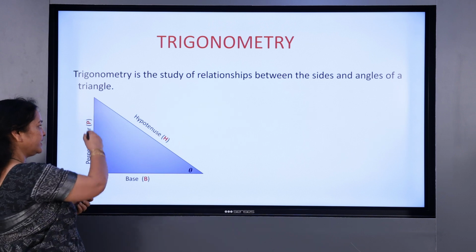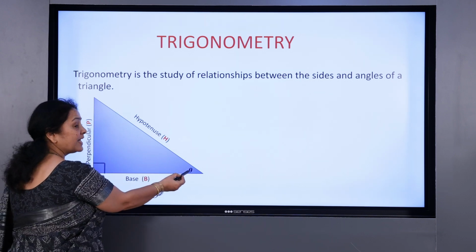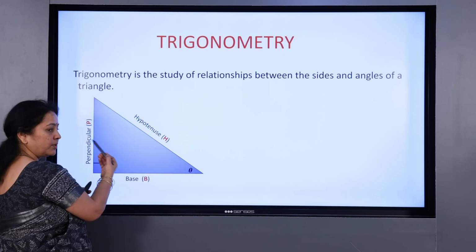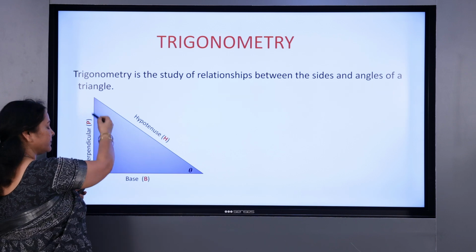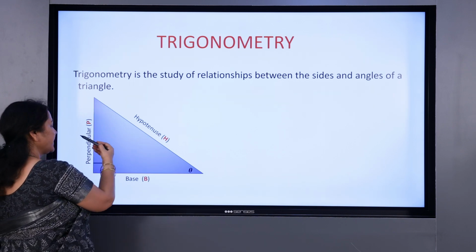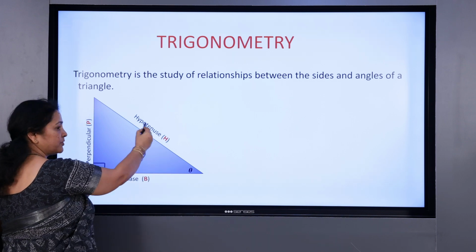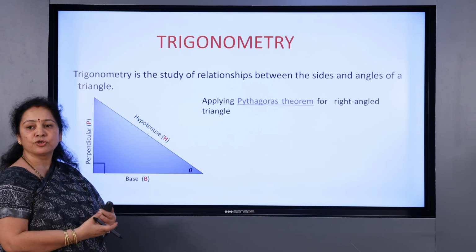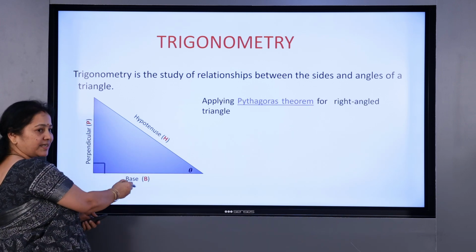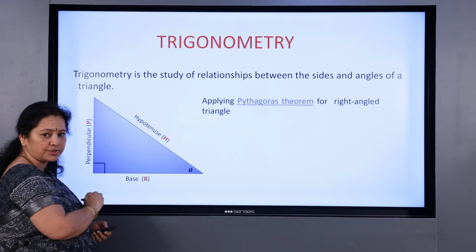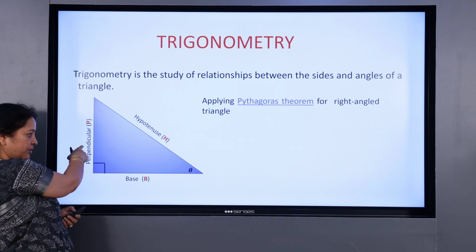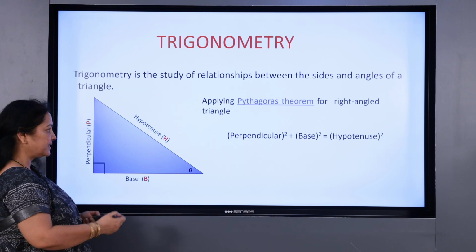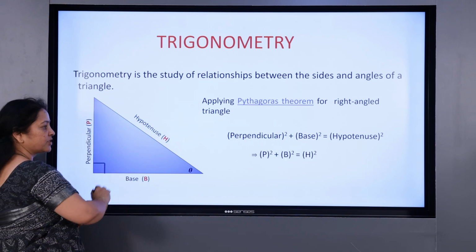So I repeat again. In a right angle triangle, if the angle theta is given to us, the side adjacent to the given angle theta we call the base, and the side opposite to the given angle is called the perpendicular, and the side opposite to the right angle will be the hypotenuse. And we're going to make use of the Pythagoras theorem here, right? The sum of the squares of two sides is equal to the square of the hypotenuse. So that comes to the perpendicular whole square plus the base whole square equals the hypotenuse whole square. If you want to abbreviate it, we can write it as P square plus B square equals H square.